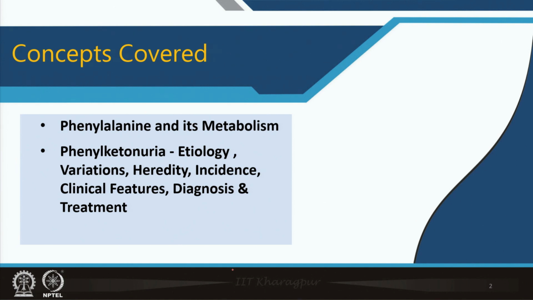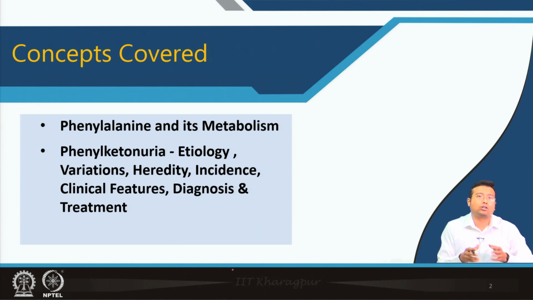We will be focusing on the disease that is characterized by disorder of phenylalanine metabolism, that is phenylketonuria. We will be discussing its etiology, the various variations of phenylketonuria, how it is inherited, what is the incidence of phenylketonuria, the various clinical features, diagnosis and treatment. We will be covering it all, alright.